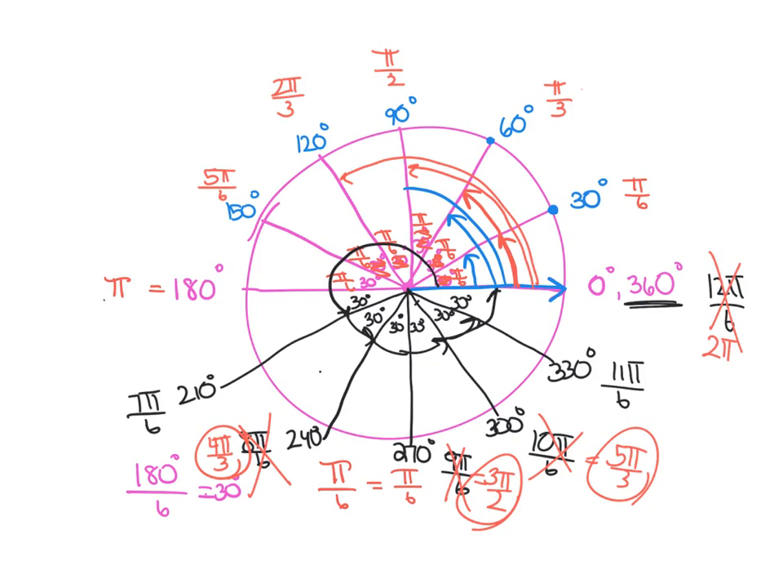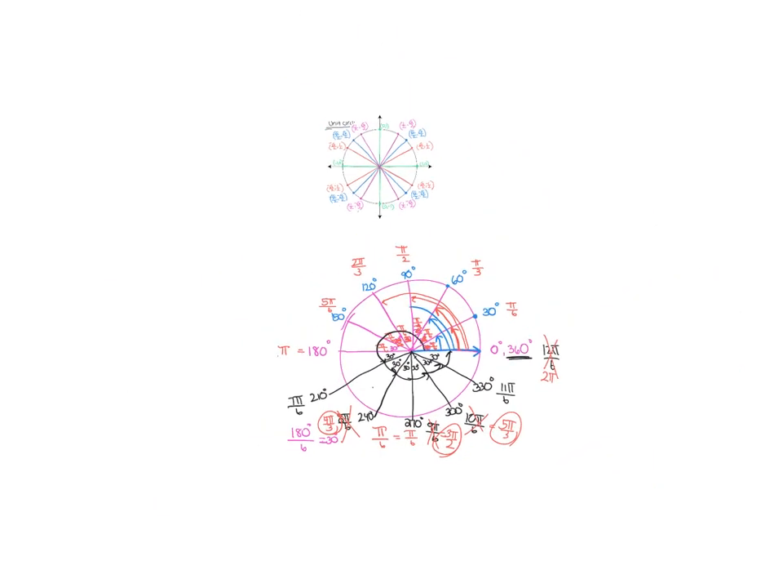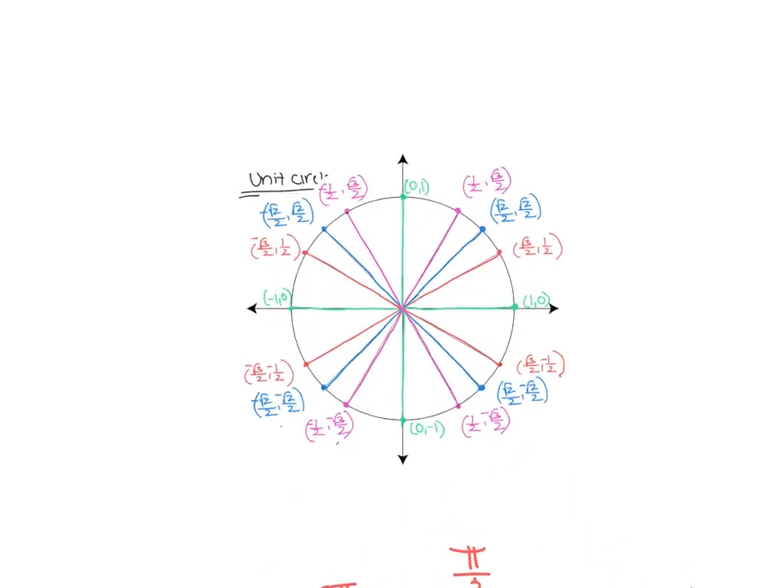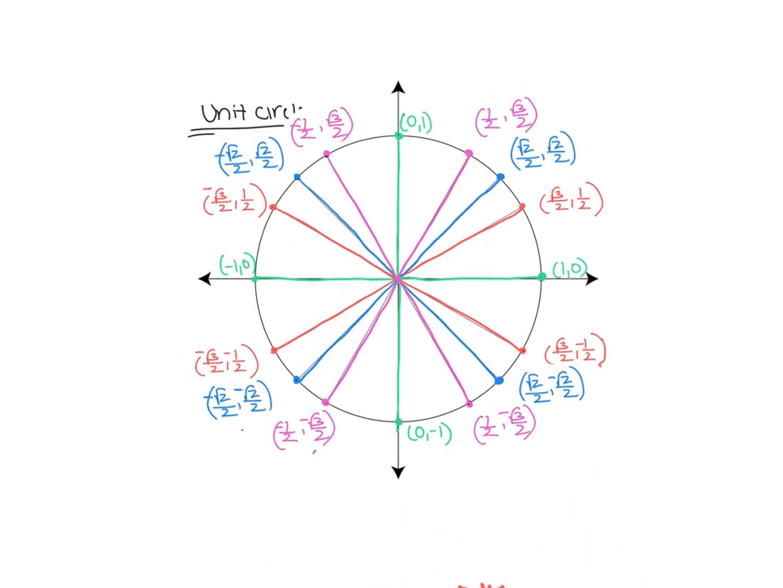angle measurements. Okay, so let's go back to our circle with all of our ordered pairs from yesterday, and we'll go ahead and put these on. Now, we can go around and count like we just did and reduce, which is fine.